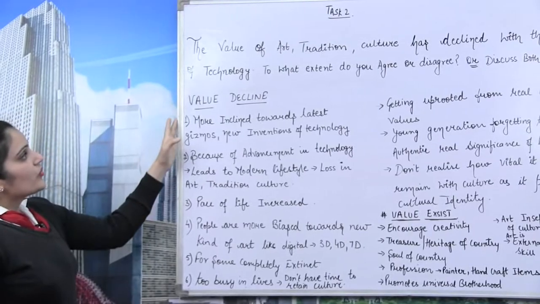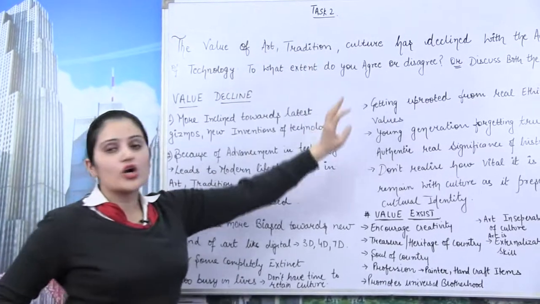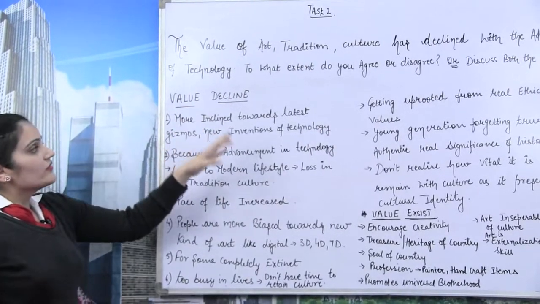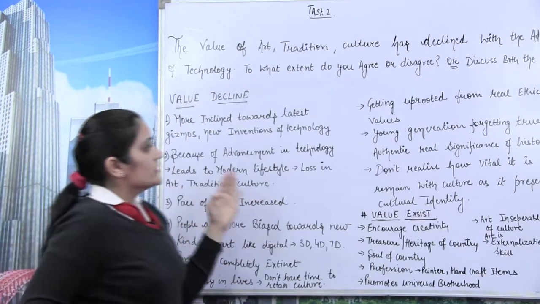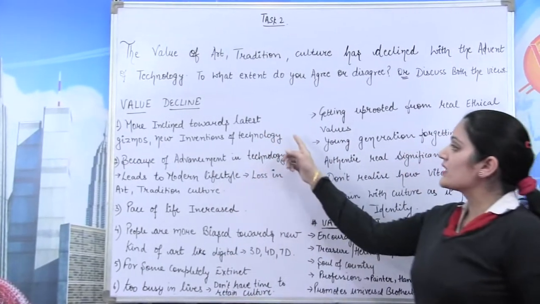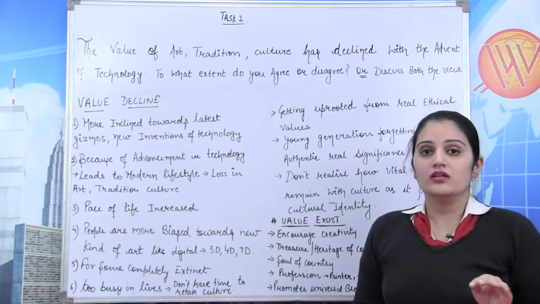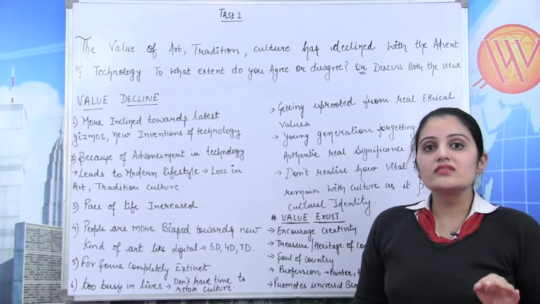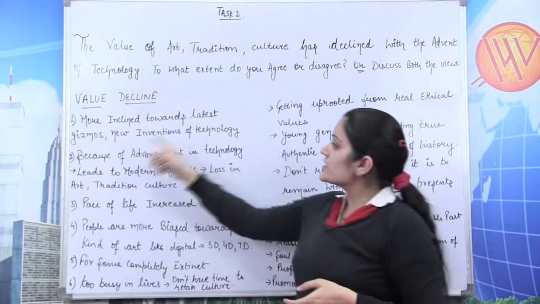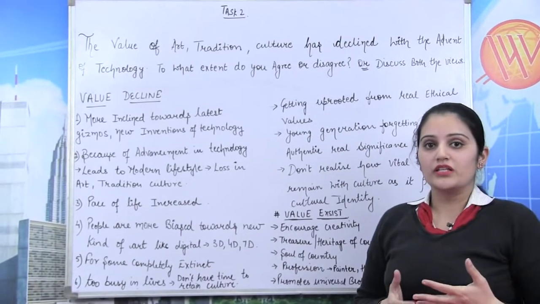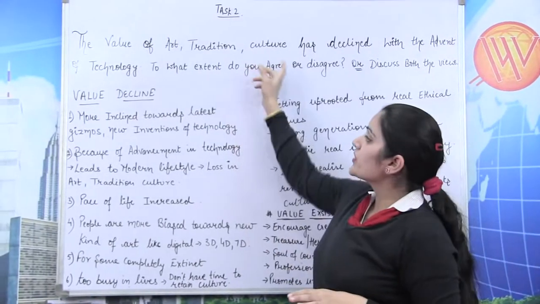Now see, the question is that the value of art, tradition and culture is declining because of technology. So what can we say? Yes, the value is declining. Number one is that people are more inclined towards the latest gizmos, new inventions of technology. Nowadays the young generation or adults are more biased towards the latest gizmos, which means the latest gadgets. They are more interested in those, and they have apathy towards art, tradition and culture.